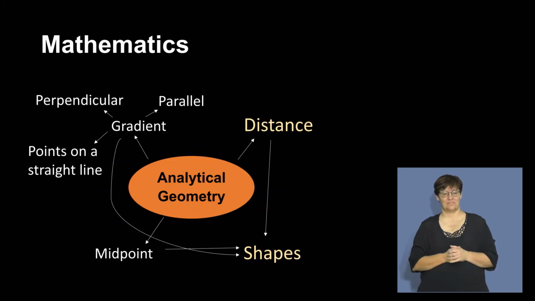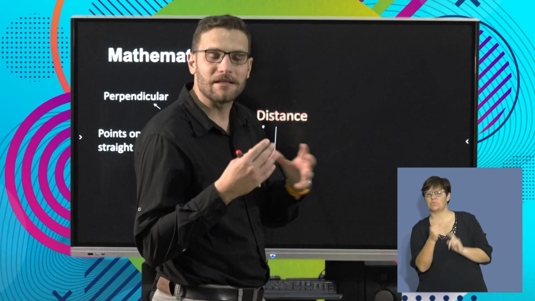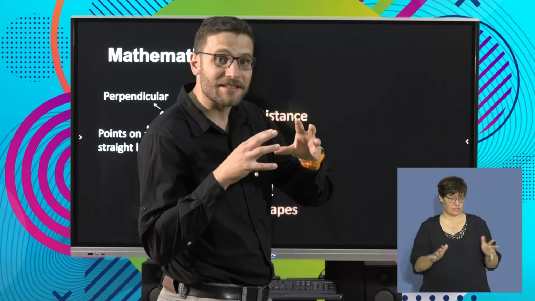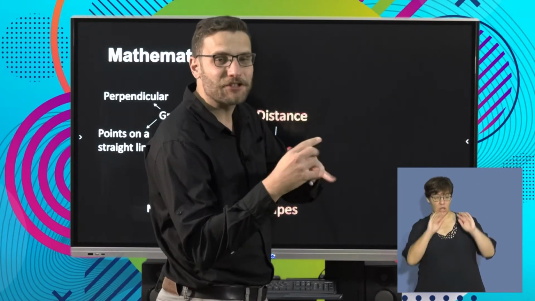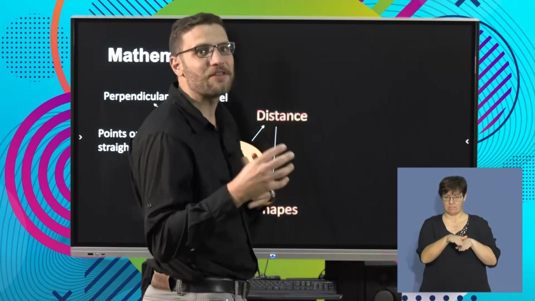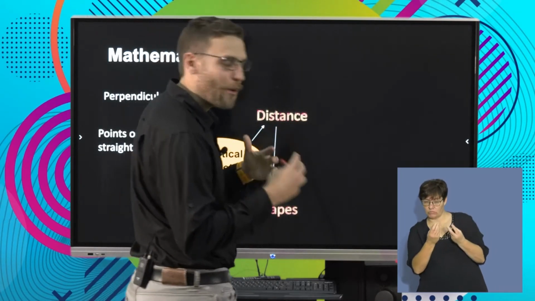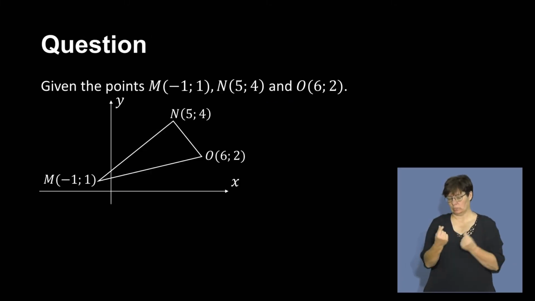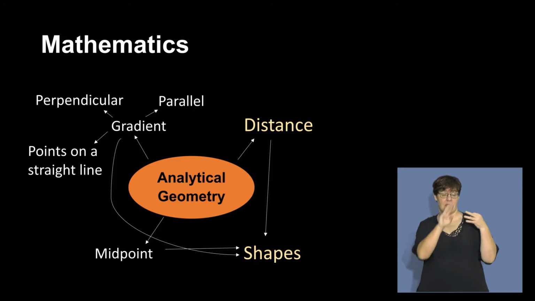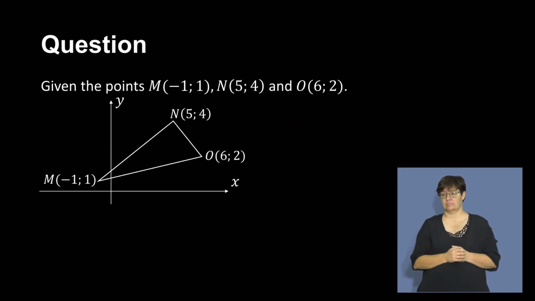In the previous lesson, we spoke about distance, and we just spoke about distance for the sake of distance. Now what we're going to be doing is linking distance to shapes. And so this is going to be a multi-step question, and we're going to see how this goes as we go into the question. So the question we're going to be doing goes like this. They've given us 3 points.